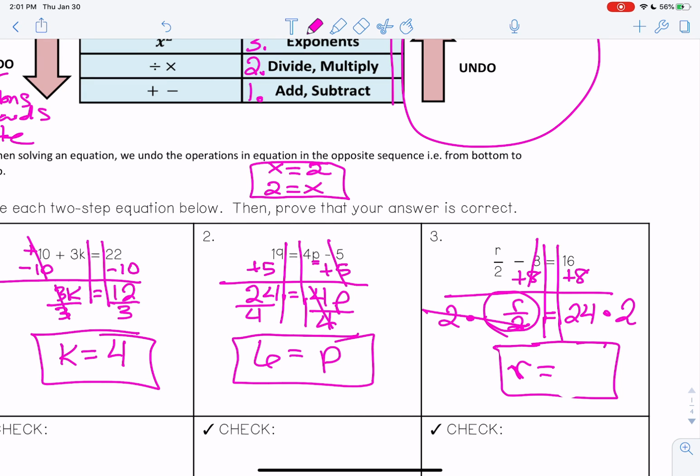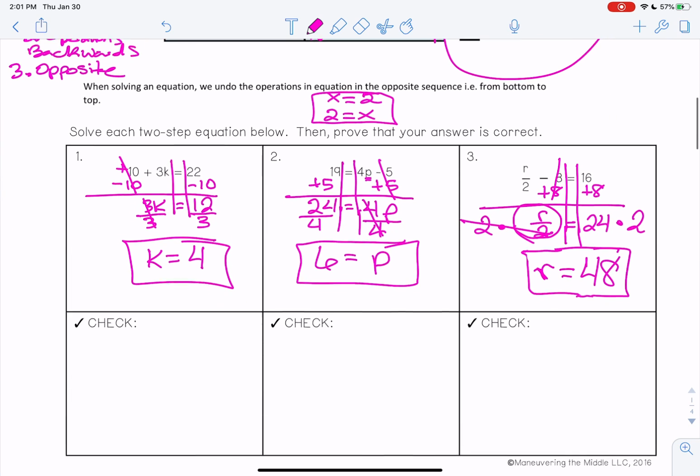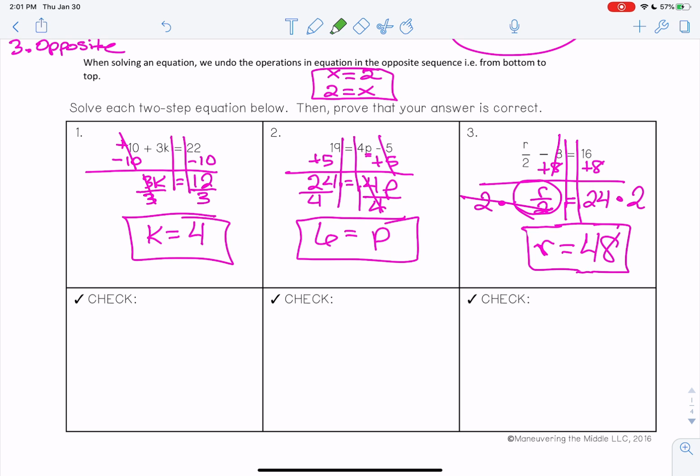Sorry about that, guys. 24 times 2. We're doing the opposite, so it's r equals 48. See, so even I can sometimes be forgetful or make silly mistakes. So just be careful what you're doing and make sure that you're always doing the opposite. Okay, we're multiplying, we're not dividing, so it's going to be 24 times 2, which is r equals 48.